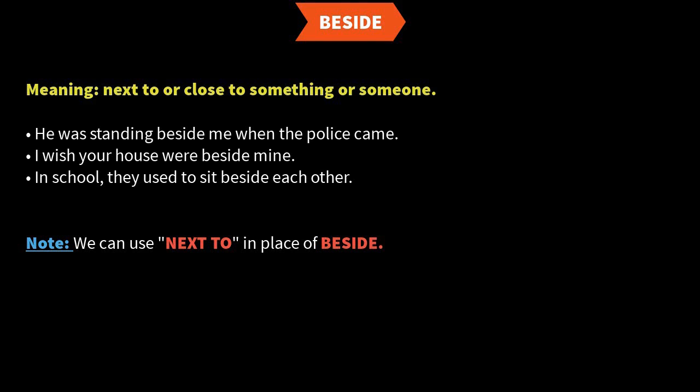I wish your house were beside mine. Your house were beside mine, next to me, close to me. In school, they used to sit beside each other. In school, they used to sit close to each other, beside each other, next to each other. Got it? That's how we use beside.